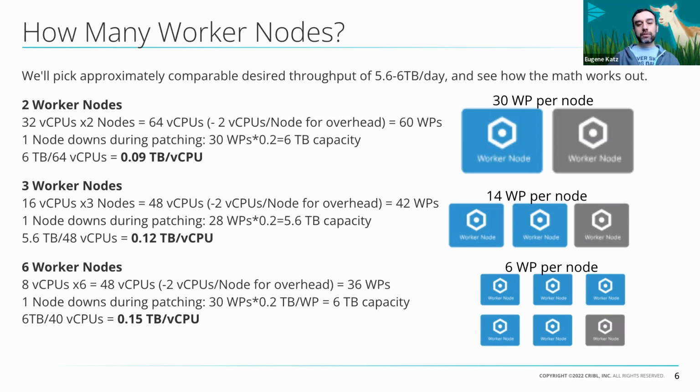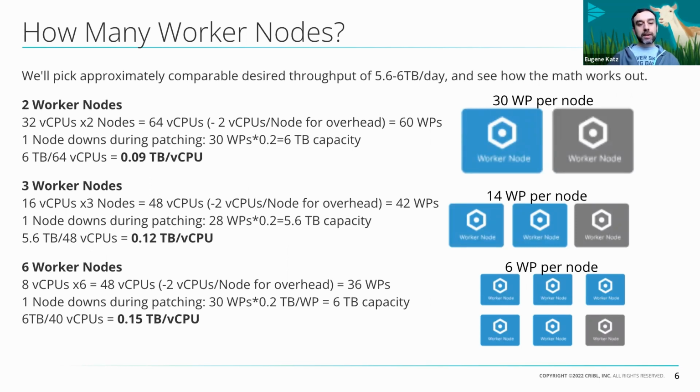But with 3 worker nodes, for example, when one is down, that means you're down 14 worker processes, not 30 as in the previous case, right? So you're 1/3 down. And then with 6 worker nodes, obviously, the more worker nodes you have, the less capacity you lose when one is down. But because of those 2 vCPUs being reserved for overhead, you're always going to lose that many vCPUs per node. So somewhere the graph inverts.